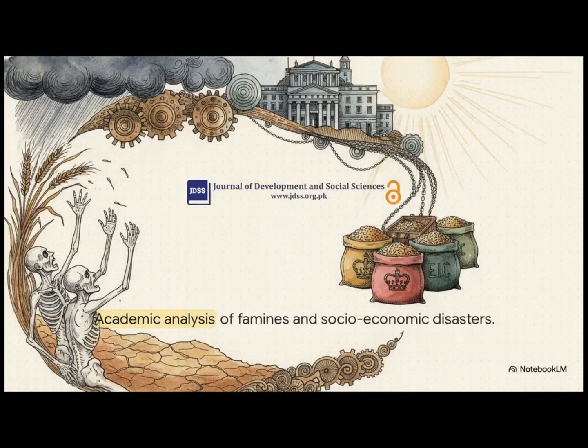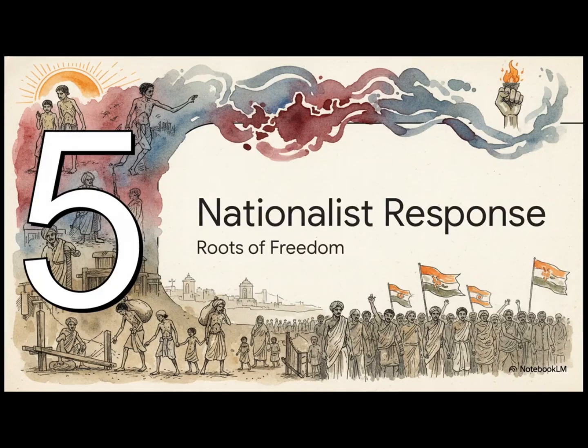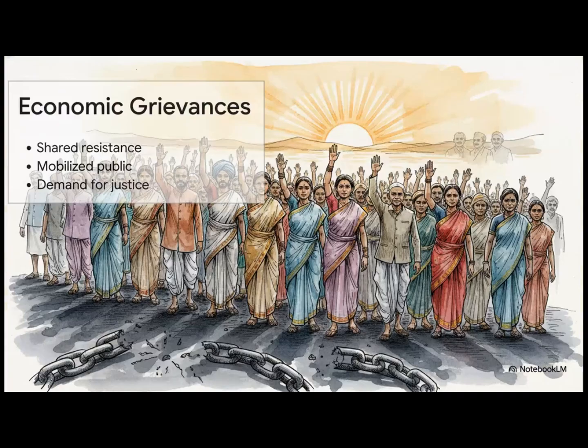As academic research highlights, these continuous famines weren't just mere natural disasters. I mean, sure, droughts happen, but the massive, staggering death tolls were precipitated and aggravated by administrative policies that explicitly put imperial profit first. It's a tough reality to swallow. Which leads us into our final chapter, Part 5, The Nationalist Response, Economic Roots of Freedom.